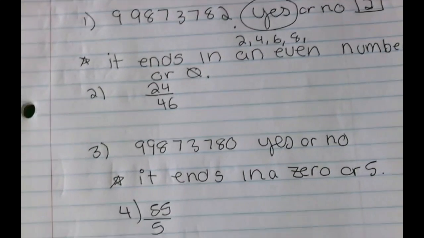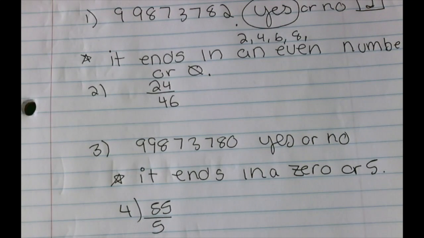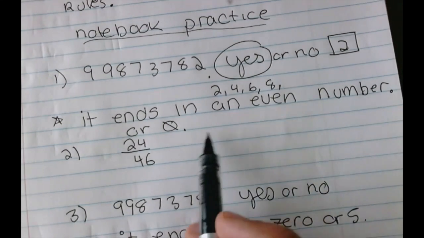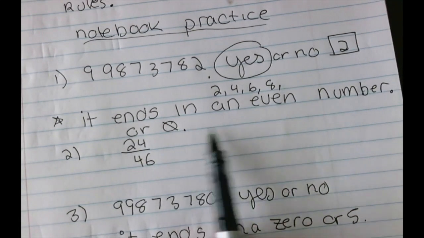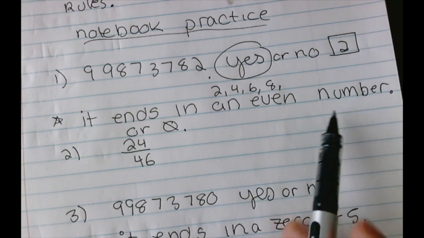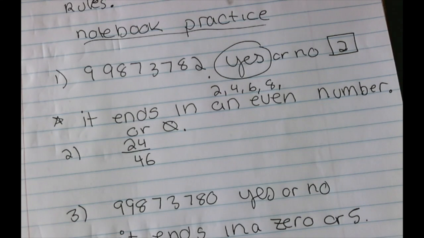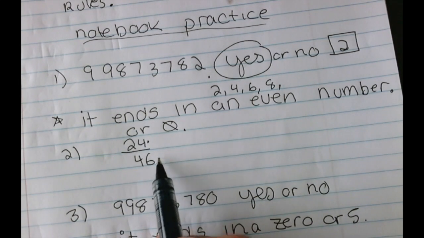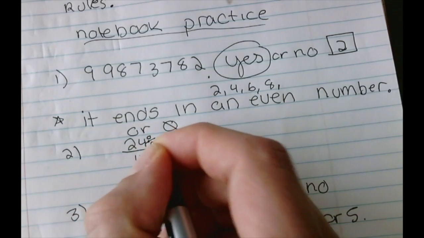Let's continue. We have the fraction 24 over 46. Is that divisible by 2? Well, if we think back to our previous example, if it ends in an even number, it's divisible by 2. Now when we're dealing with fractions, they both have to be divisible by 2 for us to simplify. 4 is an even number, and 6 is an even number, so we can divide both of these by 2.